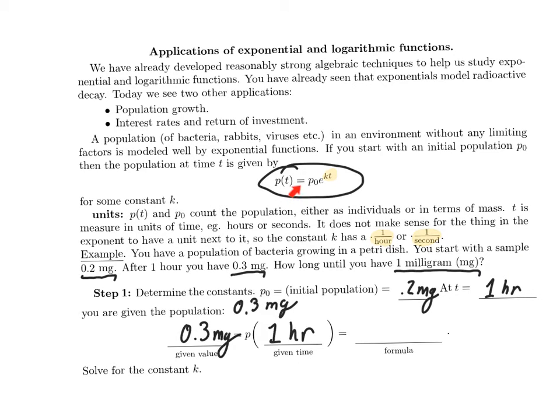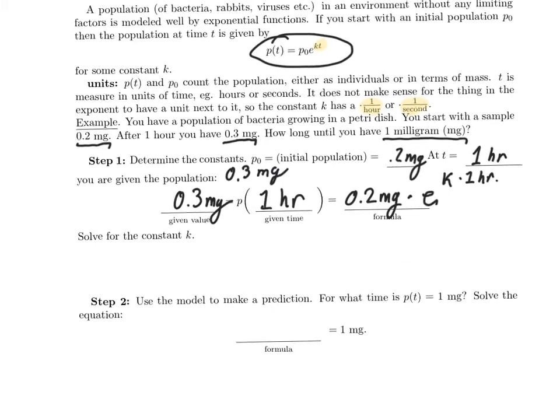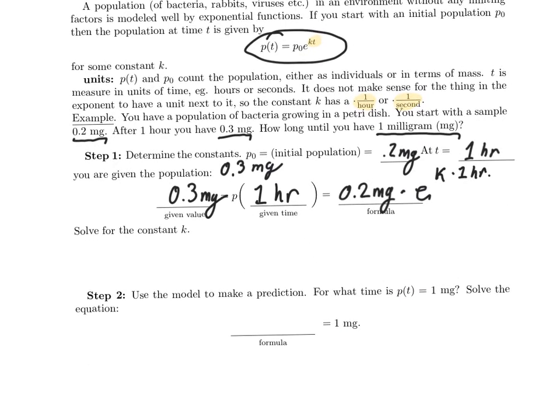It's this. I know what P0 is. P0 is 0.2 milligrams times e to the k, a constant that I don't know, times the amount of time that took, 1 hour. Does that look like the type of equation we might be able to solve for k? I think so. Let's try to solve that for k.